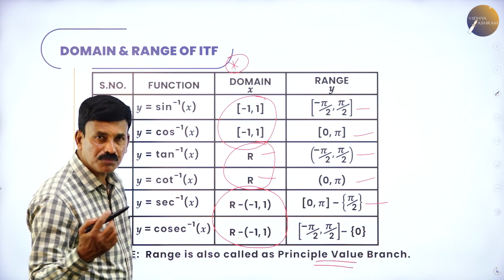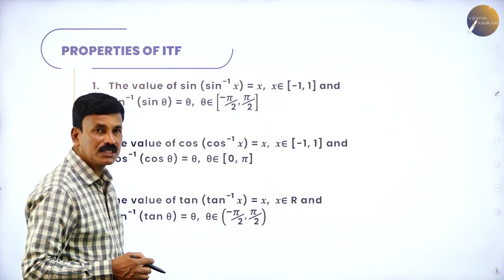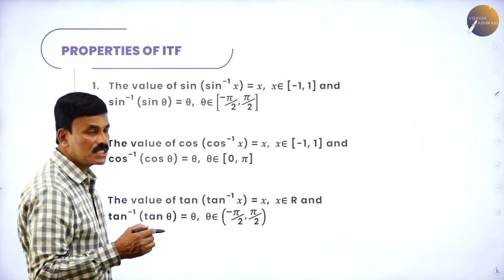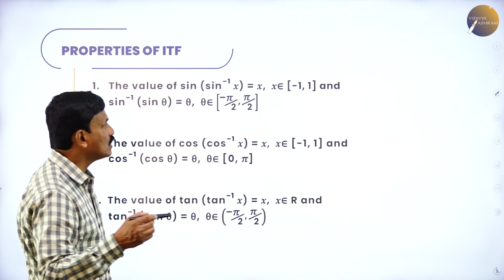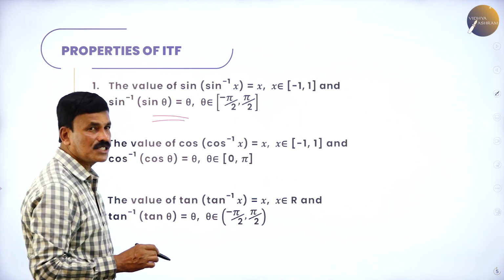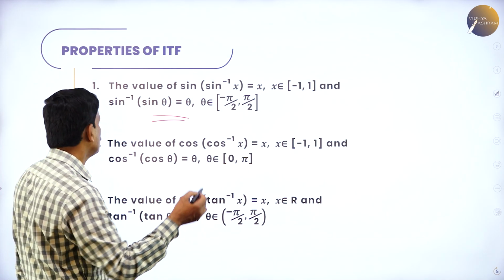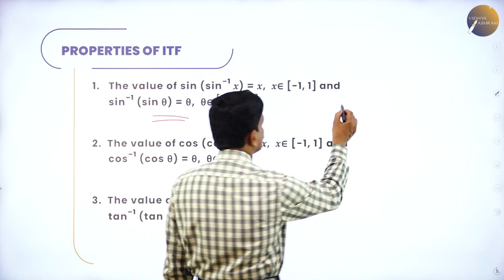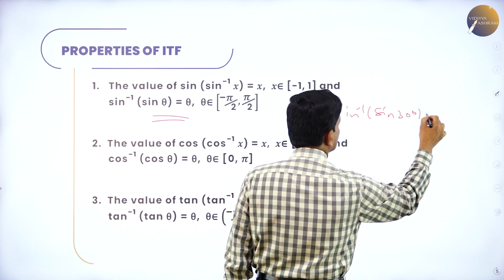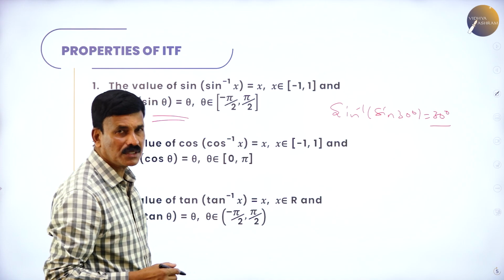Now, let us move on to the problems. Now, properties of inverse trigonometrical functions. The value of sine inverse sine x is equal to x if x is between -1 comma 1, and similarly the value of sine inverse of sine theta is equal to theta if theta lies between minus pi by 2 comma plus pi by 2. So, for example, sine inverse of sine 30 degree is equal to 30 because theta lies between 0 to 90.